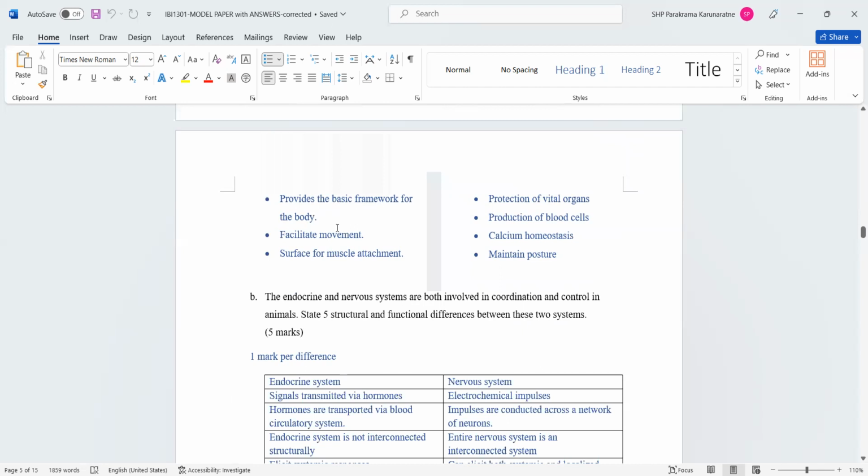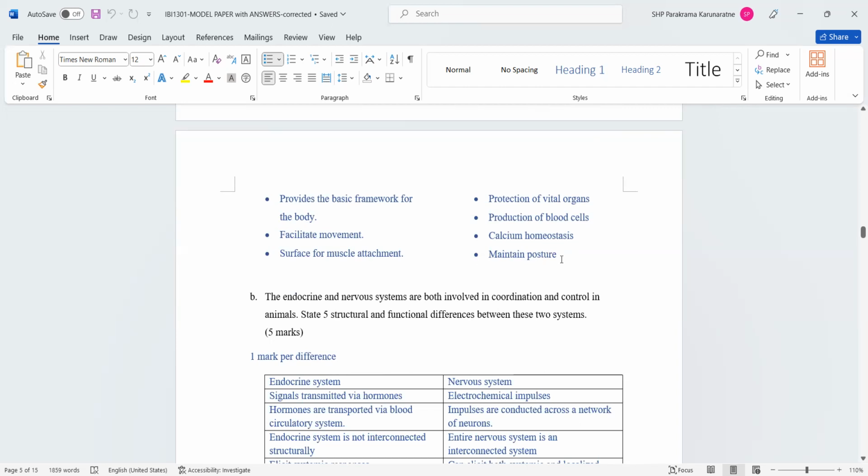Provides a basic framework for the body, facilitates movement, surface for muscle attachment, because all the muscles are attached to the bones, protection of vital organs. You know this, we have the thoracic cage, and inside that, the heart and lungs are there. This thoracic cage is made up of ribs, which are bones, right? Production of blood cells: in the bone marrow, blood cells are produced. Calcium homeostasis, because calcium can be released from the bone, so the calcium balance is controlled by the bones.